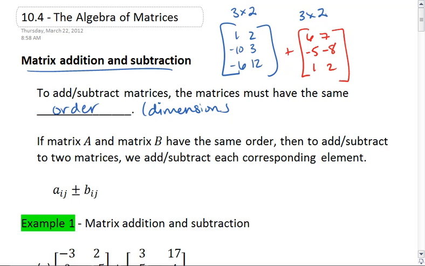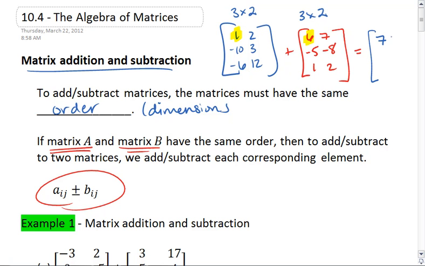To add or subtract matrices, so if our matrix A and matrix B have the same order, then to add or subtract them, we add or subtract each corresponding element. So we say we add Aij plus or minus Bij. If we're looking up here, that tells us that 1 is in the same position as 6. Since we're adding, we get 7.